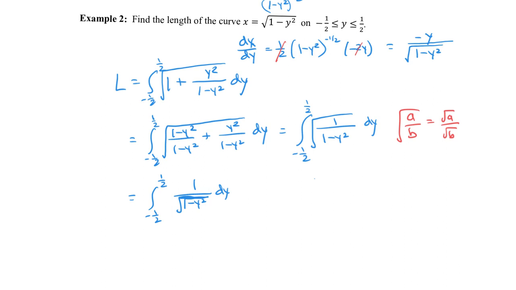But if you think about it, you may remember something called the arcsine, or the inverse sine. So we can finish this one because this is really just the inverse sine of y. We can integrate that from negative 1/2 to positive 1/2. So that will give us the inverse sine of 1/2 minus the inverse sine of negative 1/2.